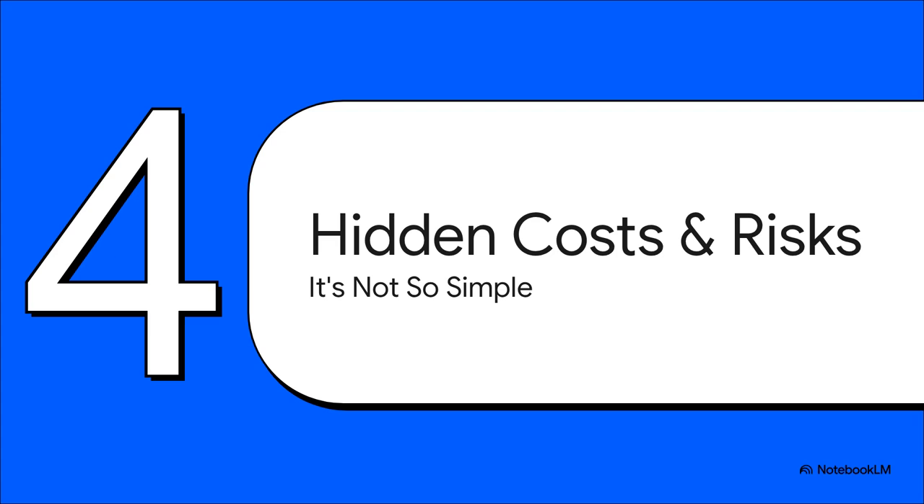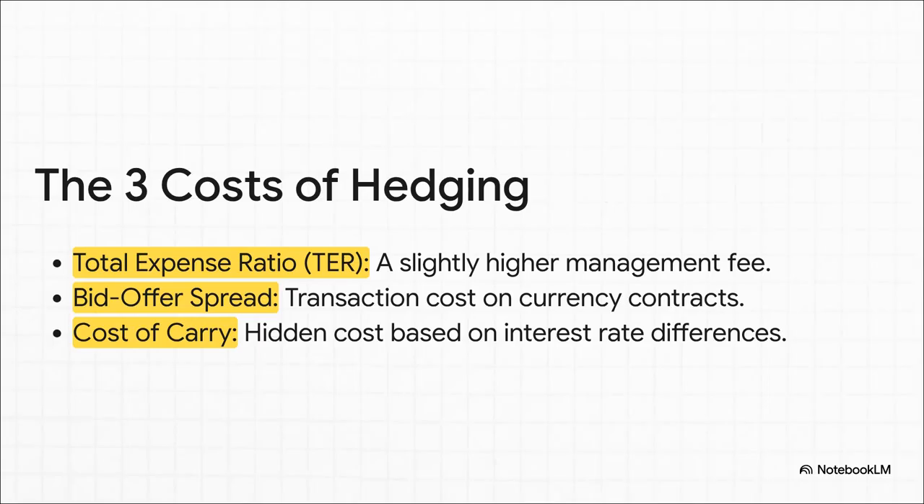It is not a free lunch. So now we need to pull back the curtain and look at the hidden costs and, yes, the risks. You really have three layers of cost to think about. First, the management fee, the TER, is usually a little higher to cover the extra work of managing the hedge. Second, there's a small transaction fee for the currency contracts, called the bid-offer spread. But it's this third one, the cost of carry, that's the big one. It's an implicit cost that can really impact your performance.